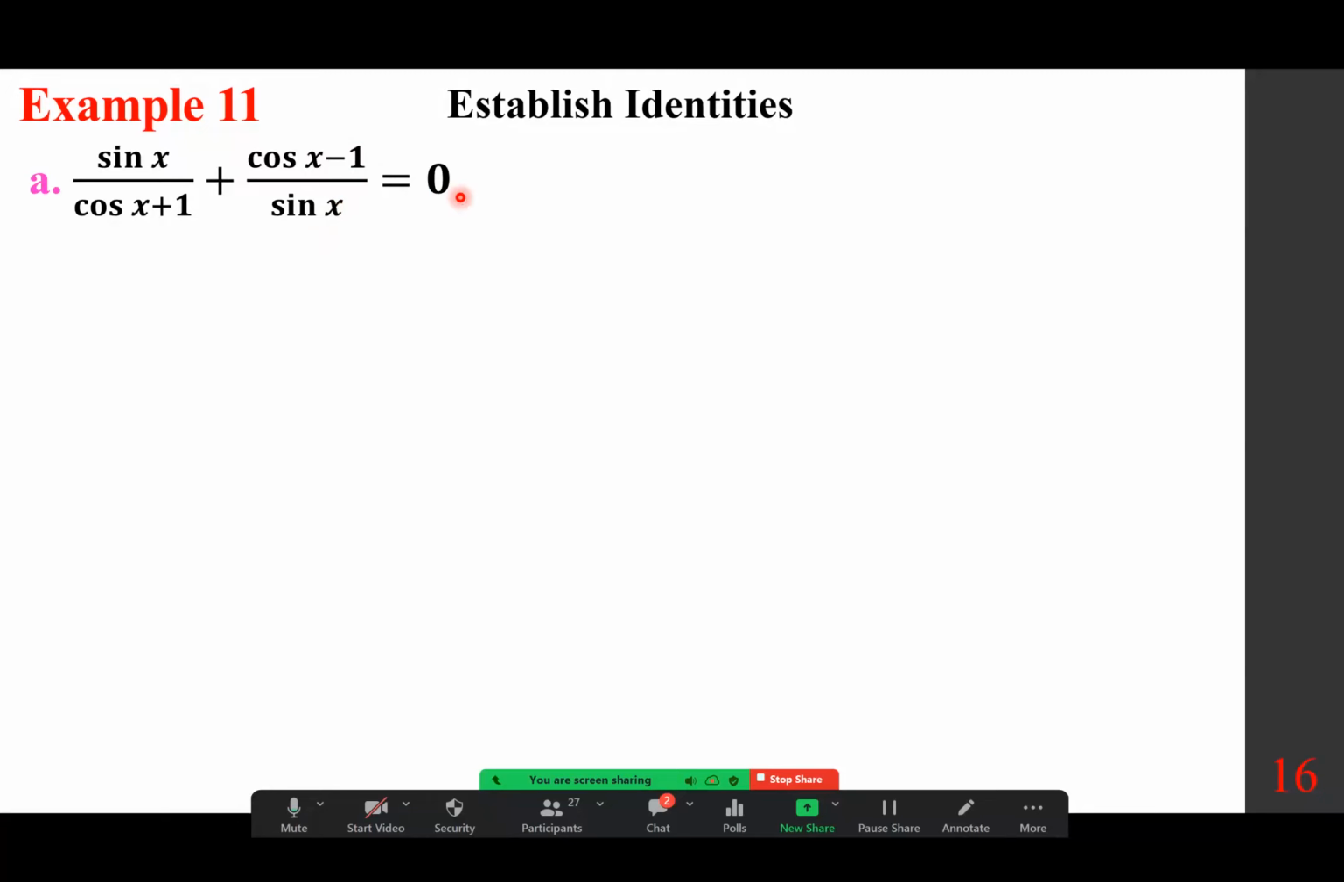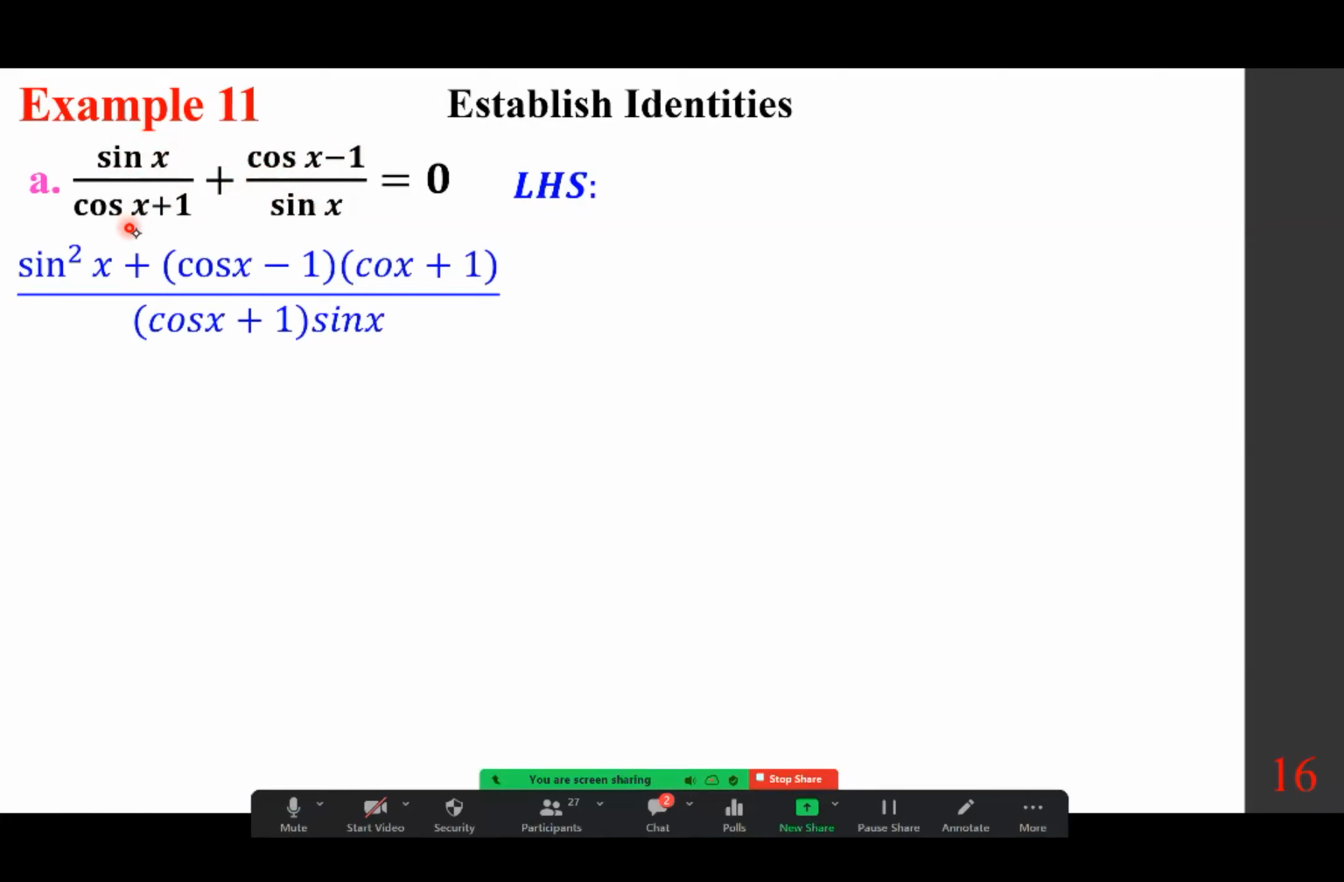So we take a common denominator of cosine x plus 1 times sine x. This is the common denominator, just multiply. When we combine the two fractions, we get sine x times sine x, or sine squared, plus cosine x minus 1 times cosine x plus 1. Sine times sine is sine squared, plus cosine x minus 1 times cosine x plus 1. And the denominator is the product of these two.